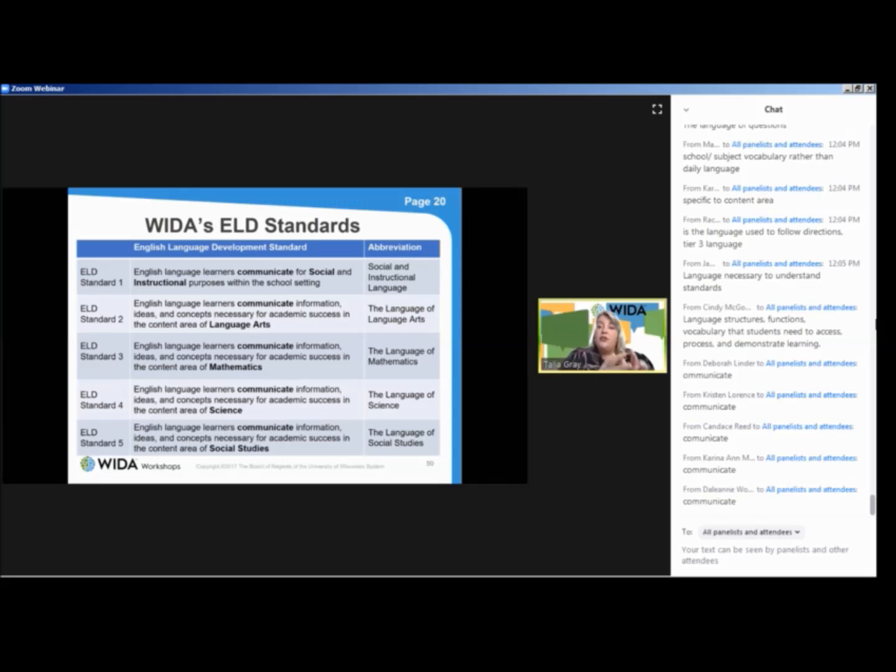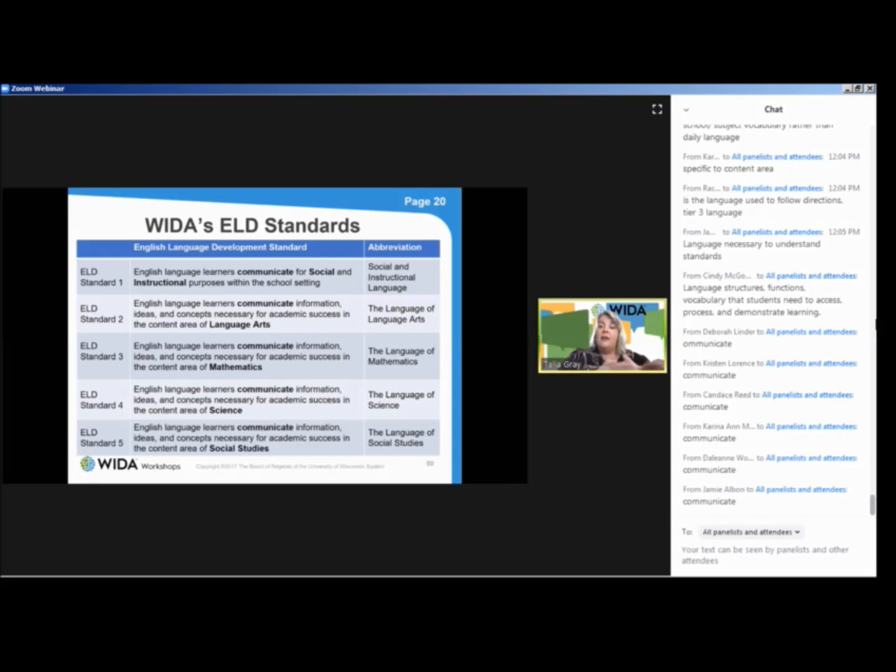So WIDA's English Language Development Standards are basically saying that a student should be able to communicate the language of language arts, the language of social and instructional language, the language of math, the language of science, the language of social studies. So these English language development standards are very broad, and there's a reason for that. These are not a standalone document, and they should be used in conjunction with your content standards.